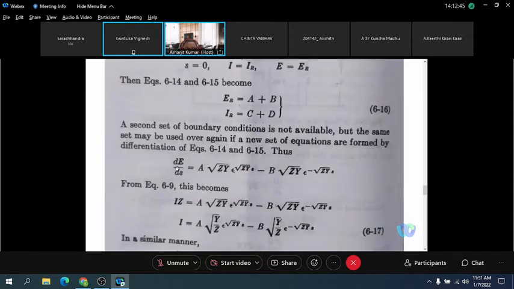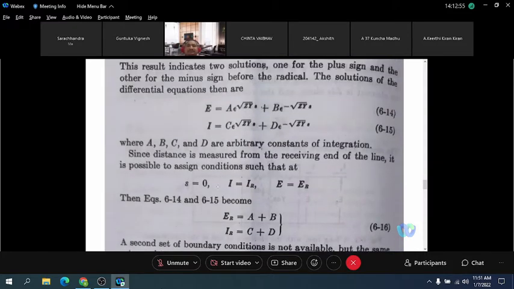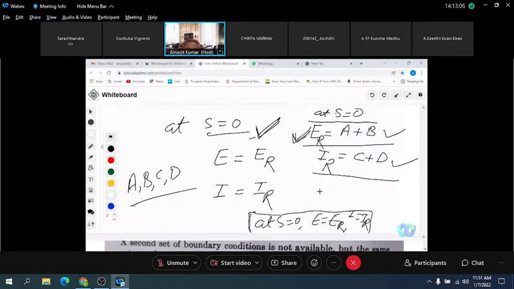See here, dE by ds. Yes, sir. So you differentiate this one, dE by ds, calculate dI by ds also, put S is equal to 0 and I is equal to IR, E is equal to ER. Two equations we have here.